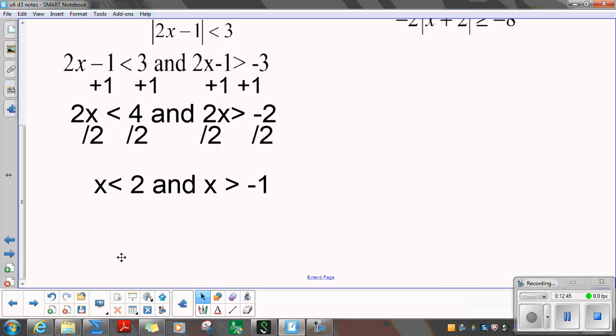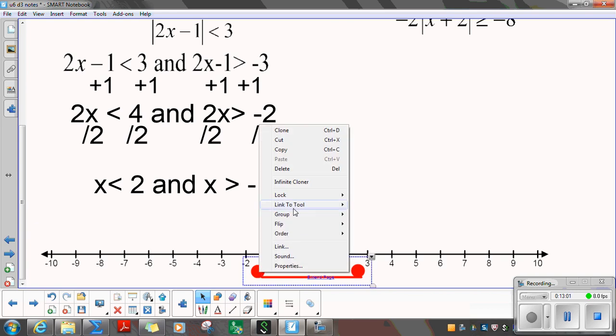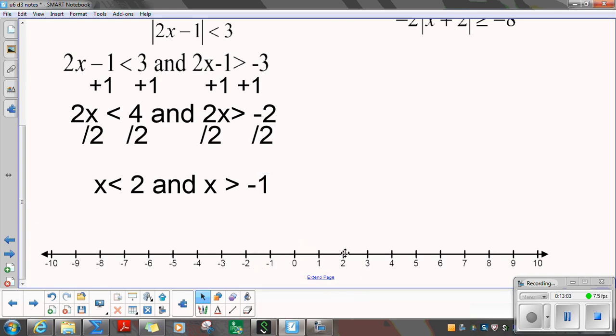To graph it, here's my number line. At 2, I should have an open circle. Oh, no, not that one. Oh no! I showed you the wrong one. Delete. At 2, I have an open circle, and at negative 1, I have an open circle, and then I connect them. Okay?